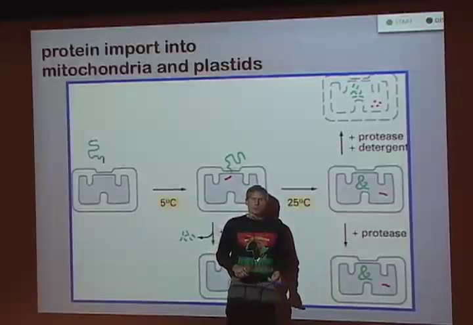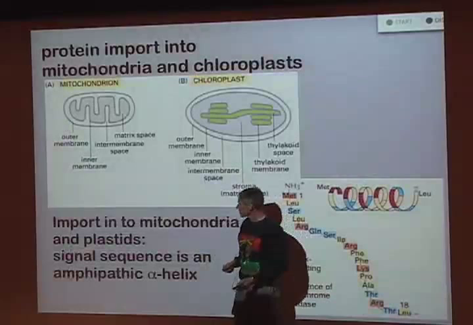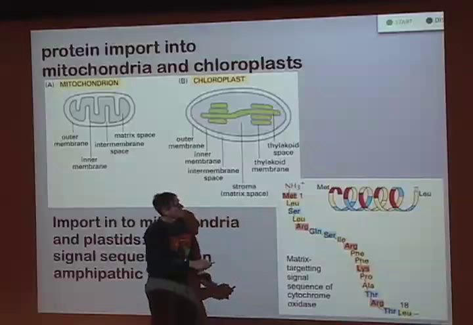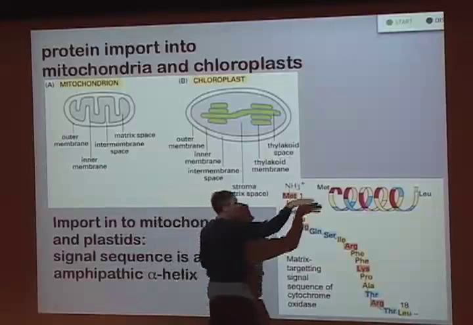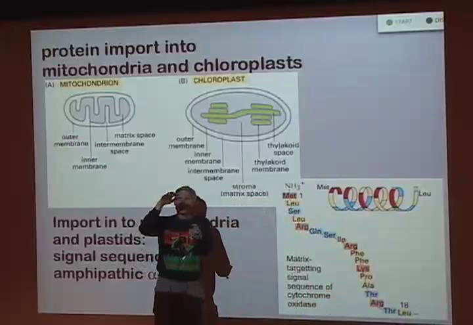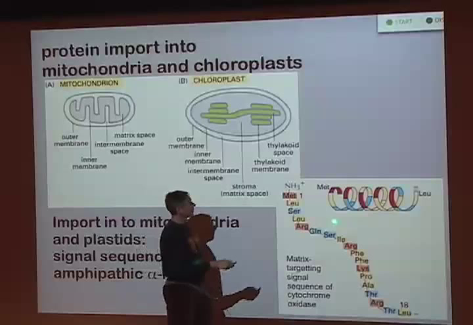So with this kind of experiment, people discovered that the signal sequence to get into mitochondria is an amphipathic helix. You remember hydrophobic, hydrophilic. If you have both of those characteristics, you're amphipathic. Okay? So it has a greasy bit and a water-loving bit. And so the receptor has something that recognizes the amphipathic helix. So that's the entry ticket into mitochondria.